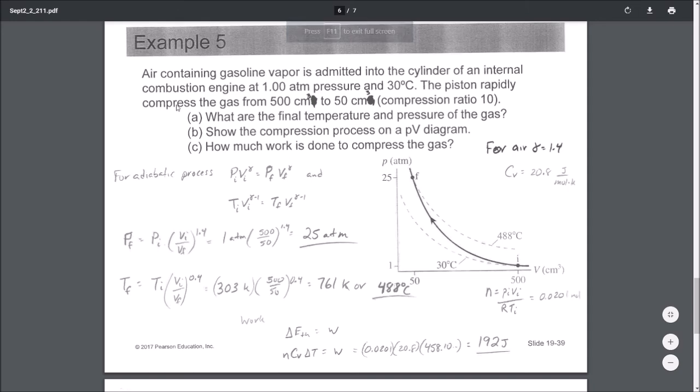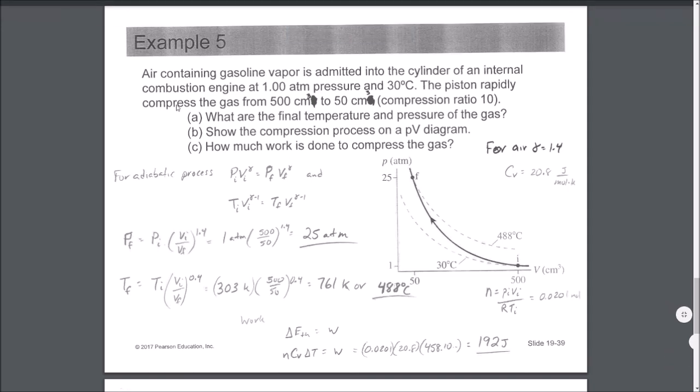Air containing gasoline vapor is admitted to the cylinder of an internal combustion engine at 1 atmosphere and temperature 30 Celsius. That's nice. The piston rapidly compresses the gas to 10 times its original volume. So I know I have numbers in there, but the word rapidly just popped up. So we know what we're doing here. This is going to be adiabatic. And I don't really need my volumes here. I just need to know that we go down by a factor of 10.